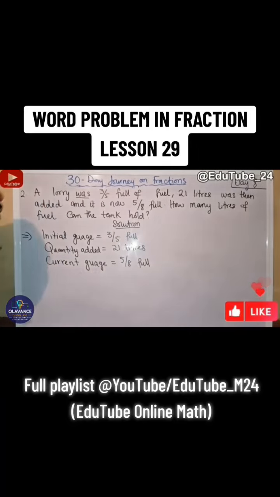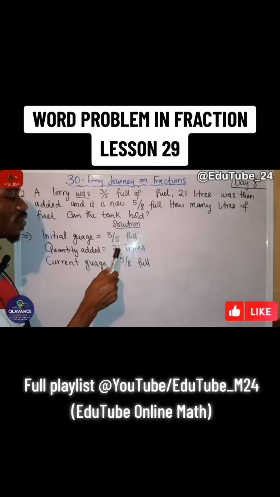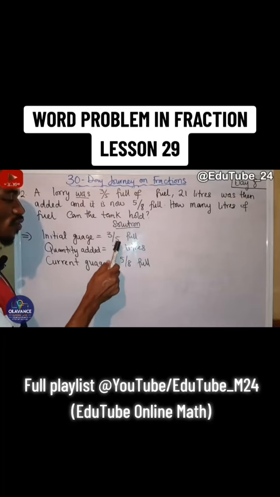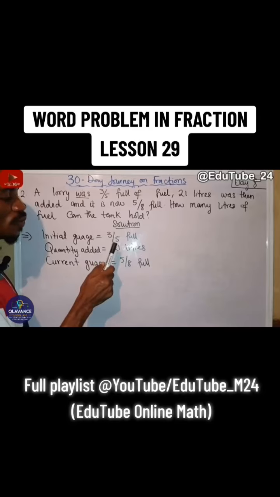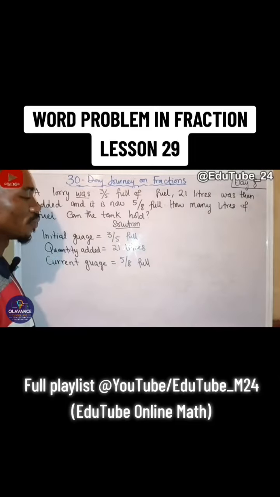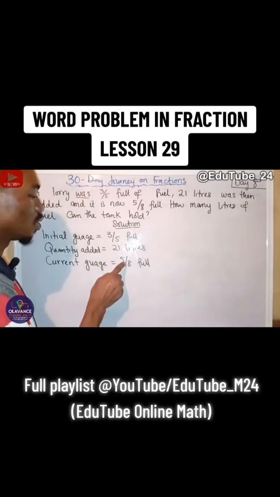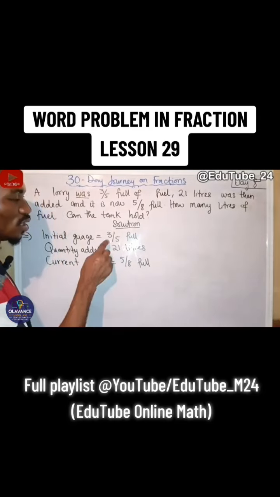Now, what does this mean? It means that initially the tank was 3/5 full. And after this quantity of liters of fuel was added, the gauge became 5/8 full. That means a fraction of the quantity was added to this initial gauge to now have this quantity. So to find that fraction, we have to find the difference between the current gauge and the initial gauge.